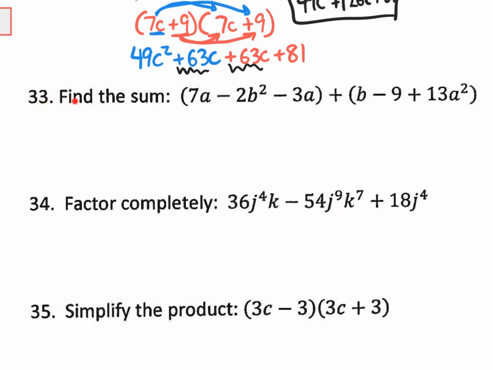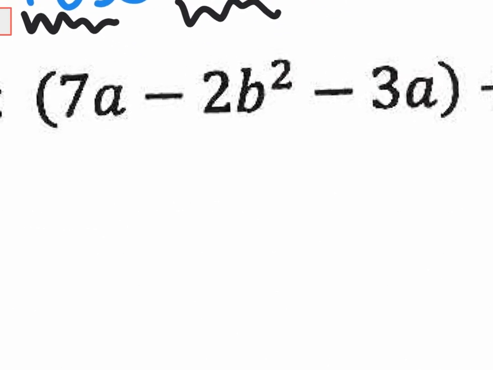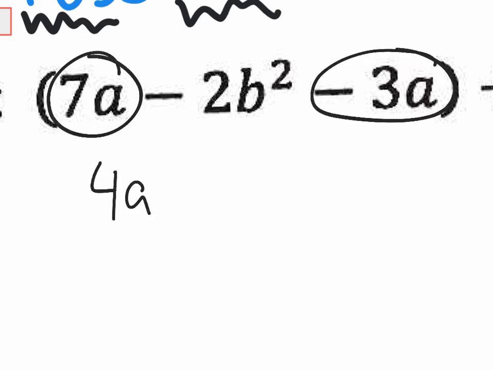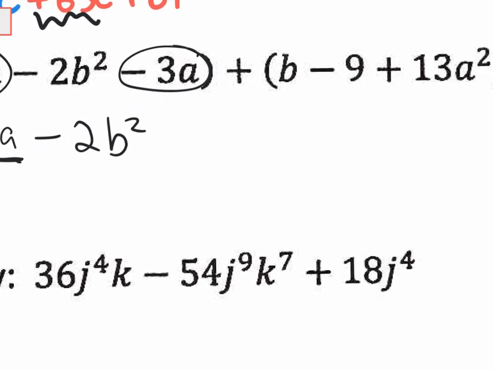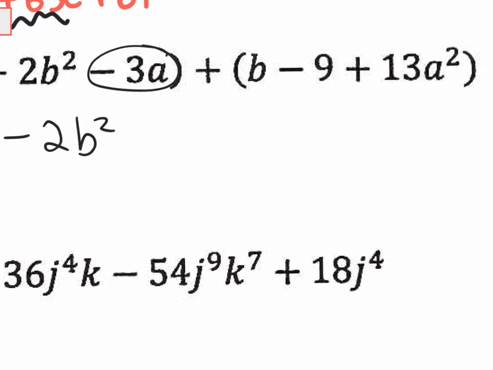So according to number 33 here, let's look at the inside of this parenthesis first. Is there anything I could combine? Yes. 7a and negative 3a. And what do we get? 4a. So 7a combined with negative 3a, we get this 4a. Let me bring down the minus 2b squared. And then let me look at the other parentheses. Is there anything to do? There's nothing to do over here.